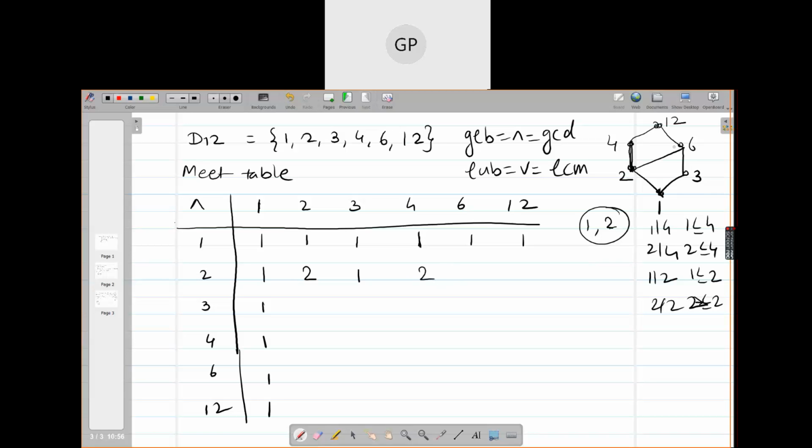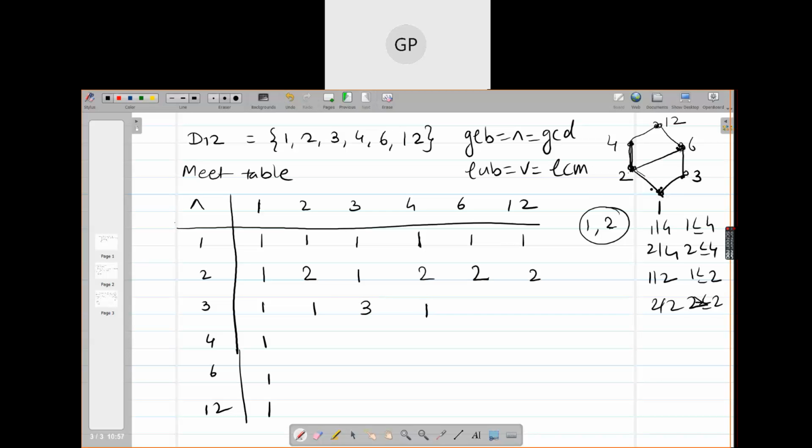It is 2. Similarly here, 6 and 2: the lower bounds are 1 and 2, and the greatest one is 2. 2 and 12 again it is 2. We have to find the GCD of two numbers. Okay. 3 and 2 again 1. 3 and 3 is 3. 3 and 4 are non-comparable elements. They have only one lower bound, that is 1. So it has to be the greatest one.